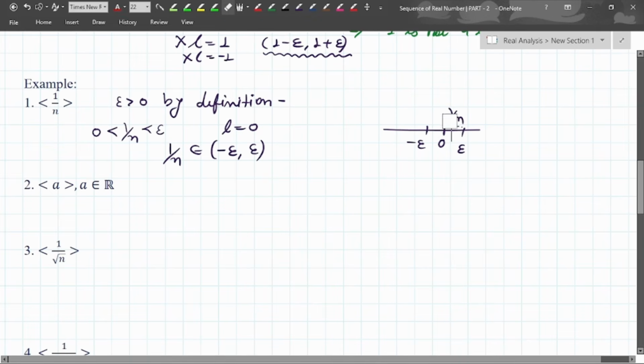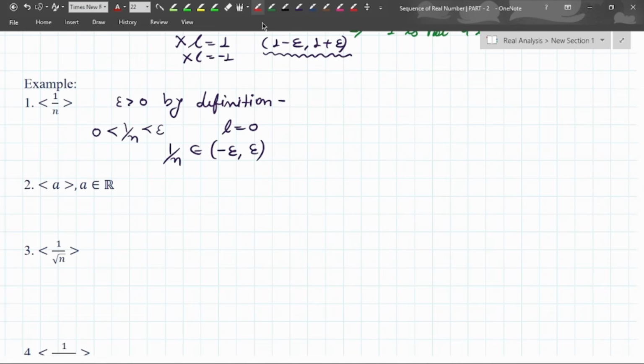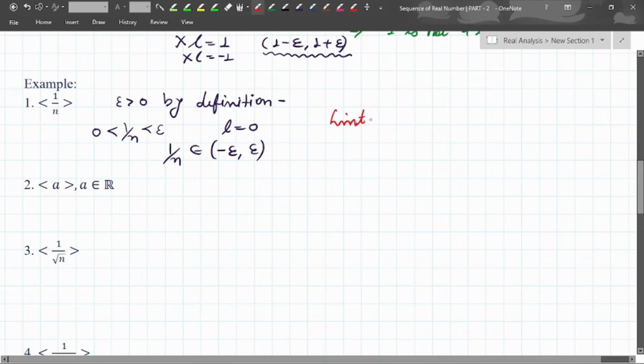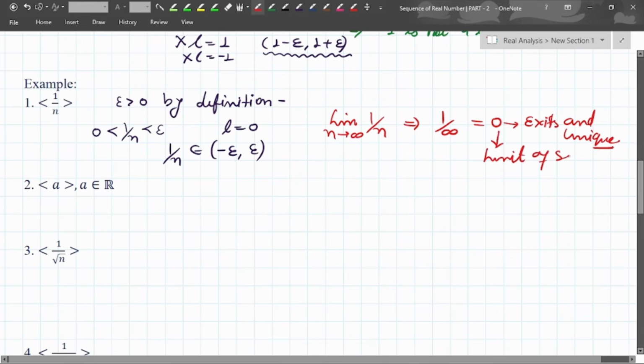A simple way to find whether my sequence is convergent or not is to just find the limit. Just find the limit as n tends to infinity of 1 by n. It is nothing but 1 over infinity, and it is 0. If it is 0, it means the limit exists and is unique. This is nothing but the limit of the sequence, and my sequence 1 by n converges to 0 as n tends to infinity.